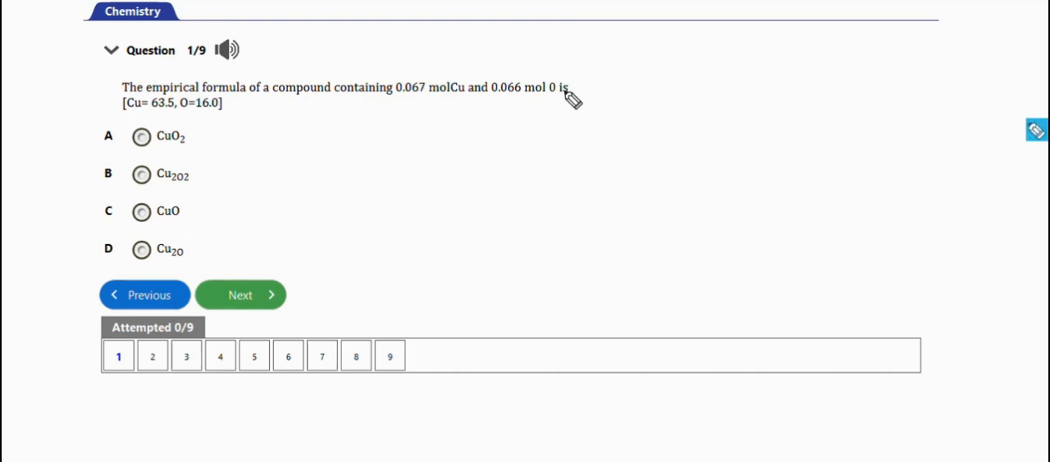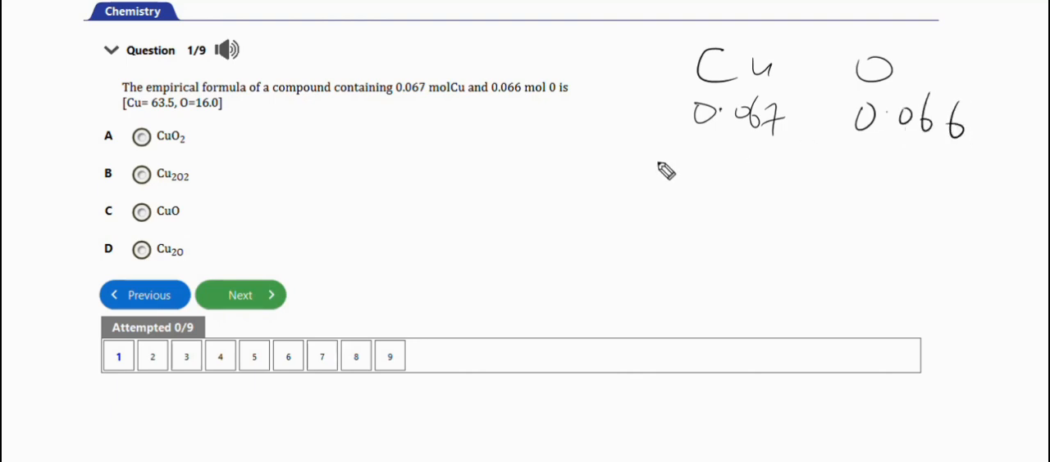The first question says the empirical formula of a compound containing these values is... So let's solve this, guys. This is actually easy. Let me show you how you can solve empirical formula. Firstly, let's get the elements we have there. We have copper, we have oxygen. We already have the mole values. The mole value of copper is 0.067, and that of oxygen is 0.066.